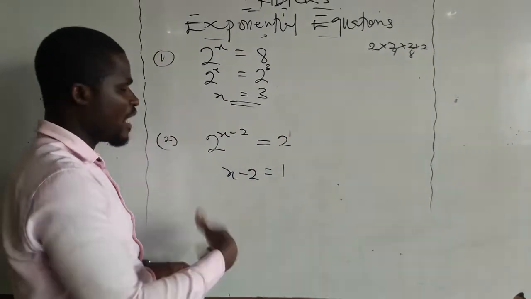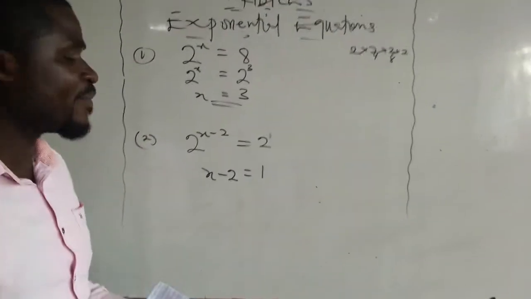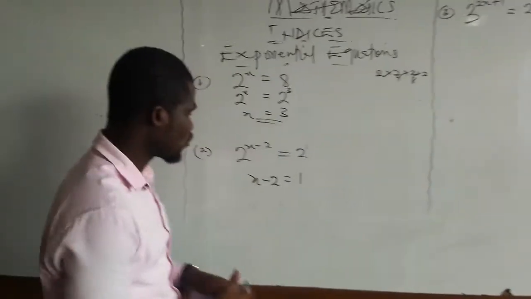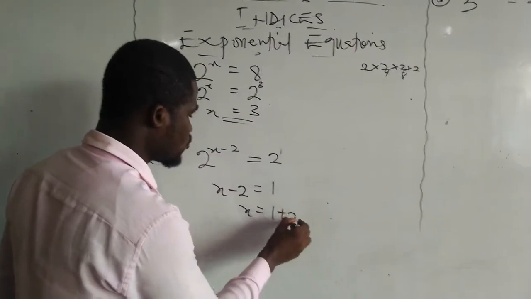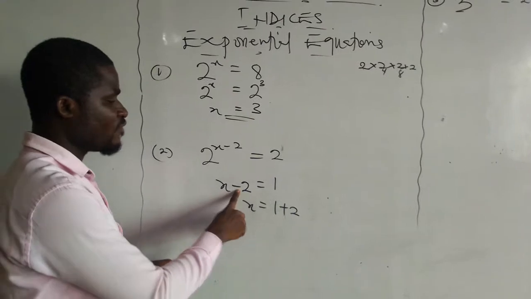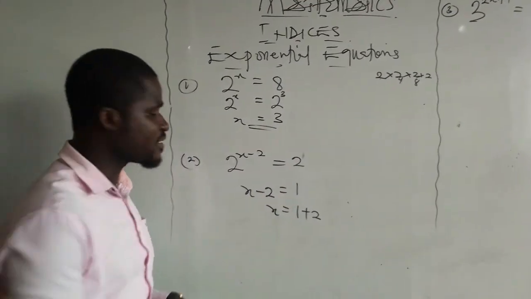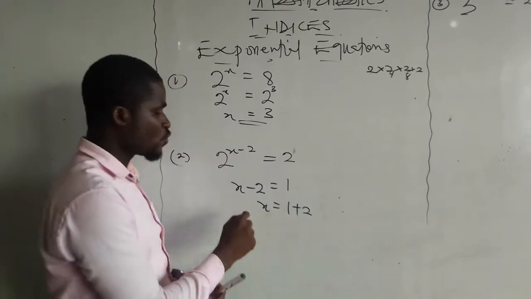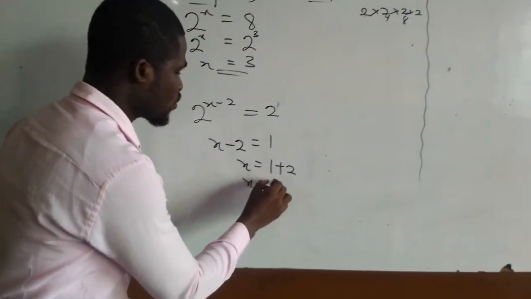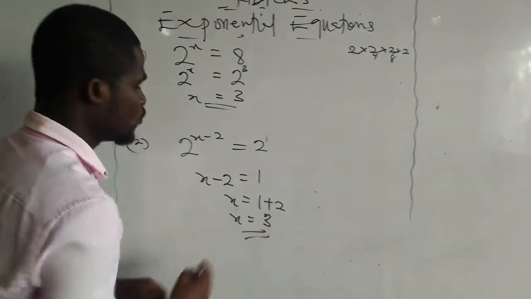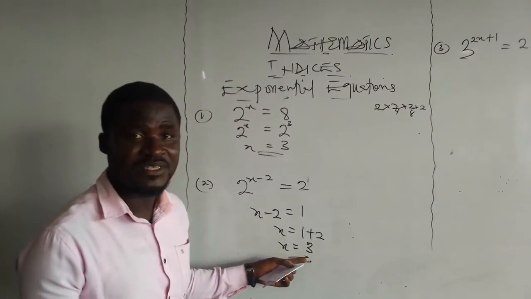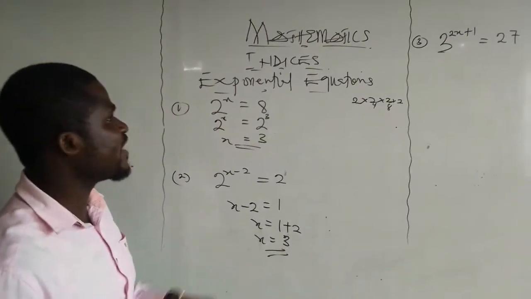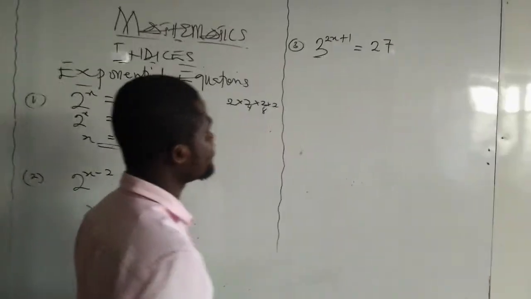Now when you get here, the next step is to group like terms. So we are going to have x is equal to 1 plus 2, because 2 is negative. When it crosses the equal sign, it becomes positive. So x is equal to 3. And we are getting the steps. That's good. Now let's try the third example.